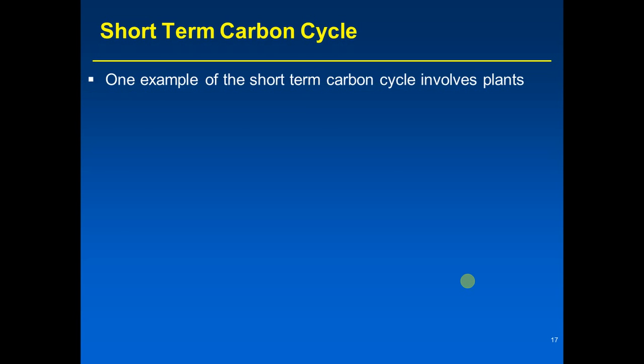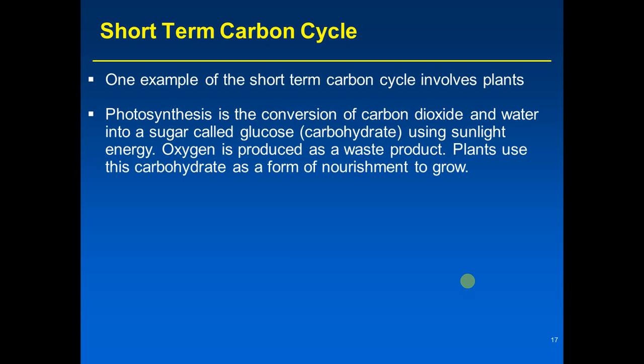So, one example of the short-term carbon cycle involves plants. Photosynthesis is the conversion of carbon dioxide and water into a sugar called glucose, which is a carbohydrate, using sunlight energy. Oxygen is produced as a waste product, and plants use this carbohydrate as a form of nourishment to grow.